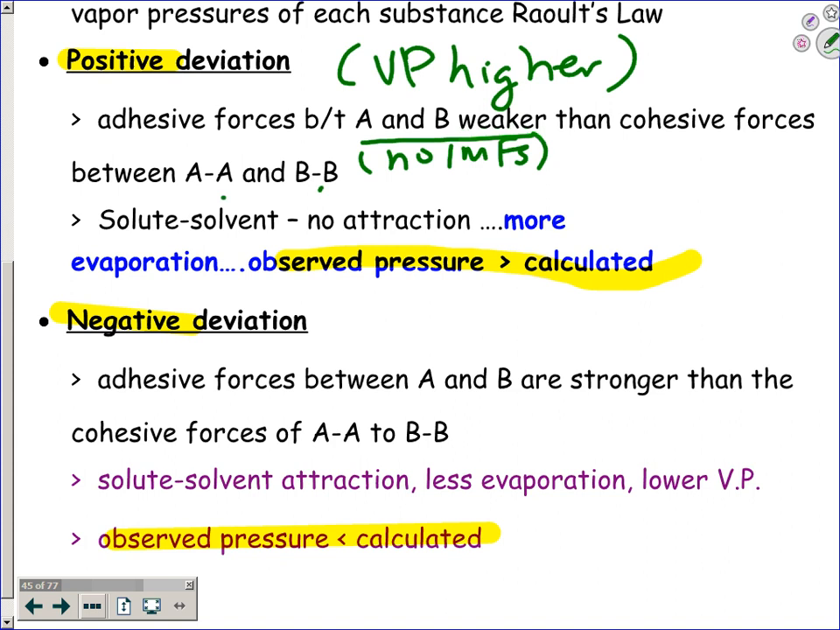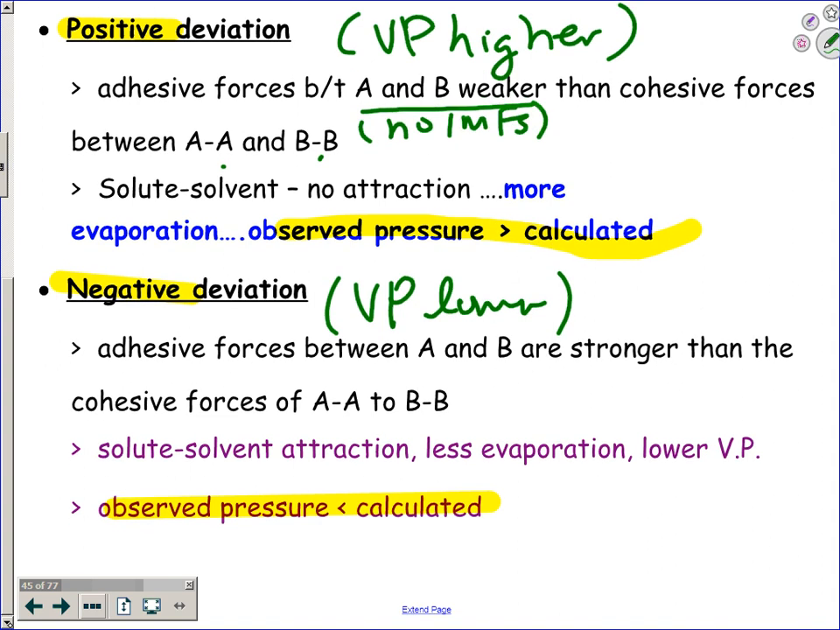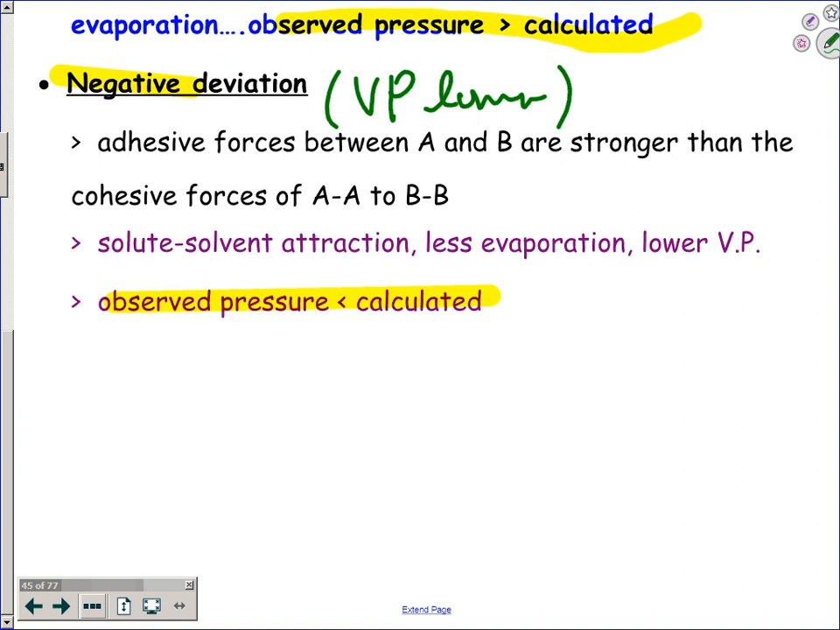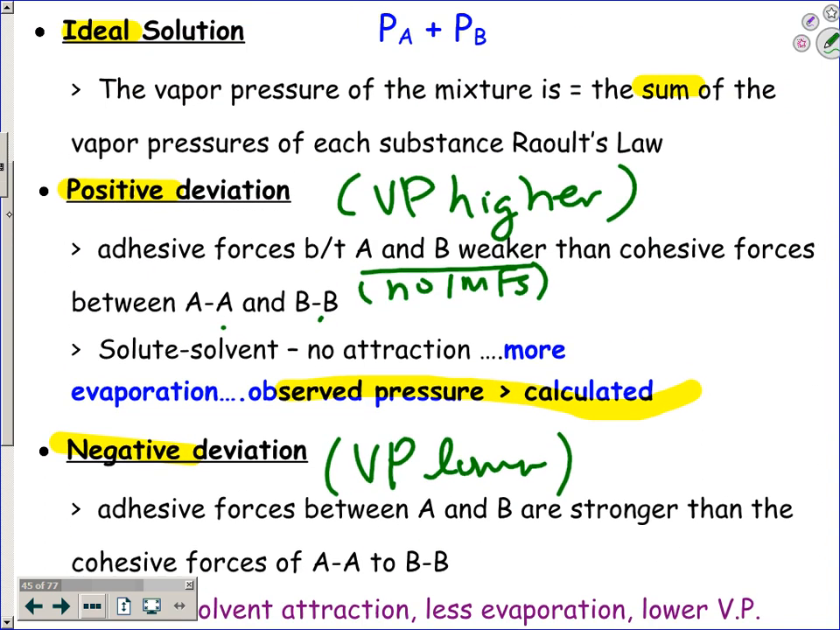So negative deviation means vapor pressure is what? Lower than expected, and that's going to be because of the IMFs at play. And so if A and B like each other, they interact with strong IMFs, they're not going to evaporate at the rate that we anticipate. Therefore, the observed vapor pressure is lower than we expect. Good? So with those, we have graphs that are associated with them.